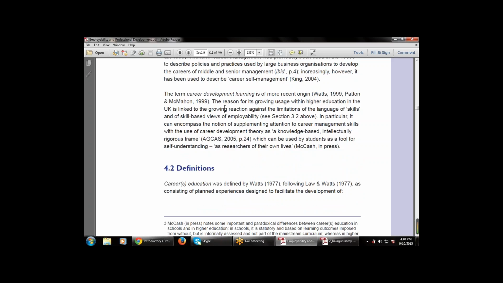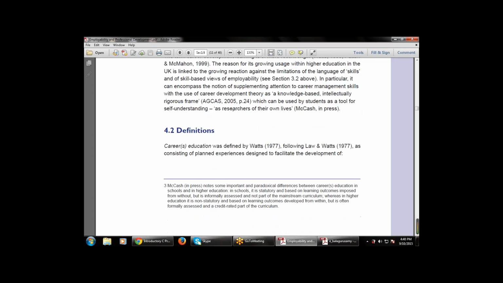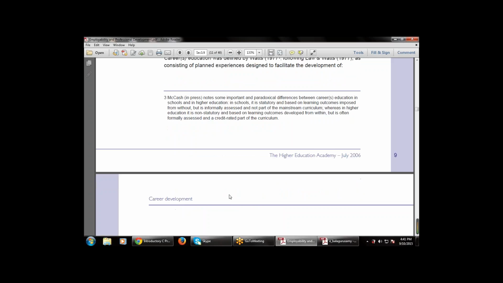Now next is the definition, which has been defined by multiple, different authors. Career education was defined by Watts and colleagues as consisting of planned experiences designed to facilitate the development of. That is, what are the various planned experiences designed to facilitate the development of, and what is the criteria for facilitating that development.